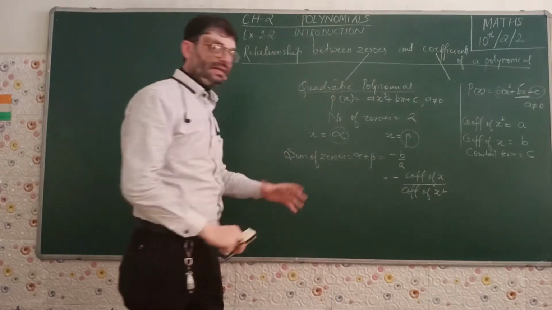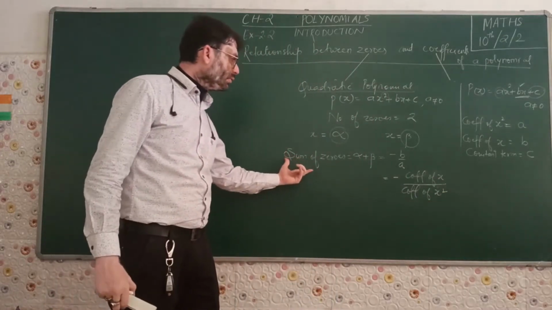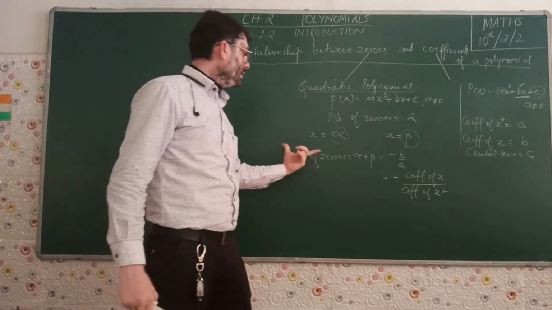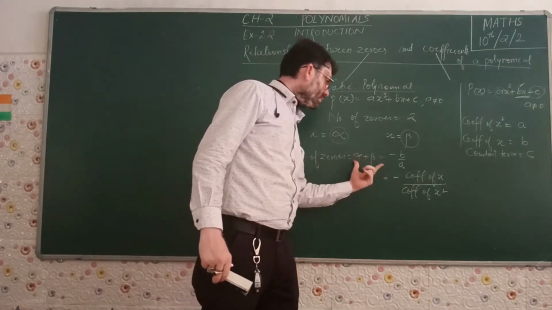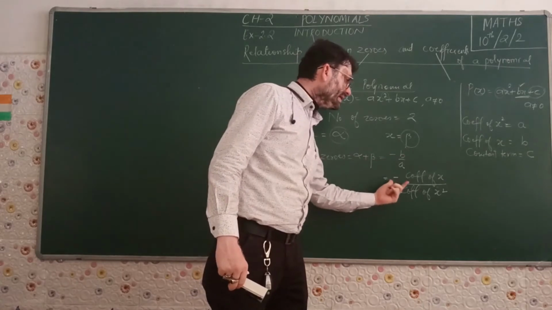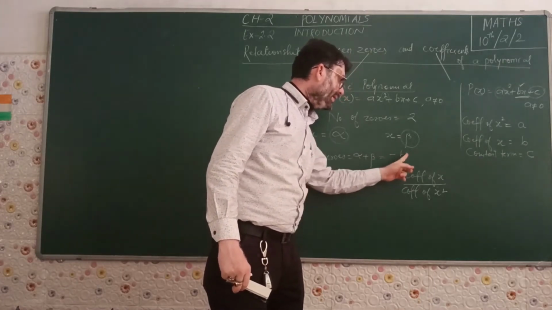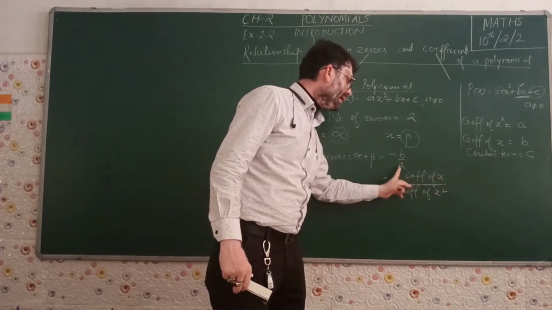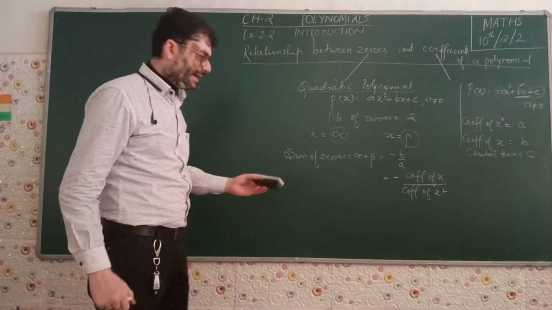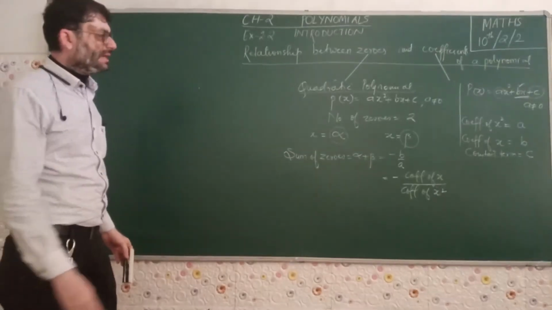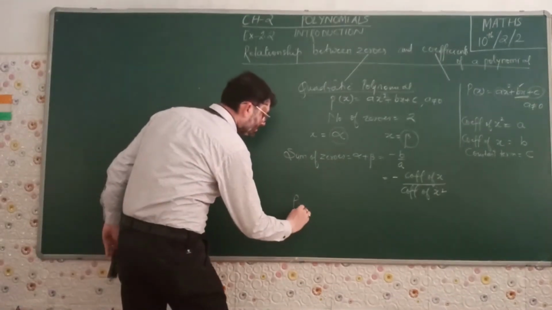So this is a general relationship for sum of zeros for a quadratic polynomial: sum of zeros, alpha plus beta, is equal to minus b by a. Minus is as it is, b is the coefficient of x and a is the coefficient of x squared. The second relationship that can be developed is the product of zeros.